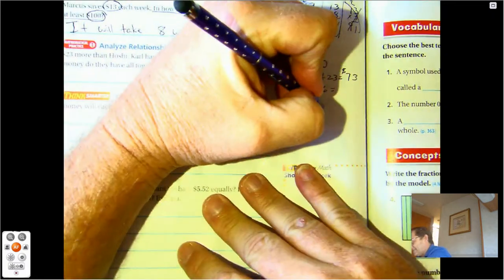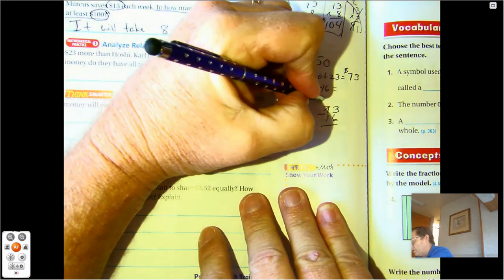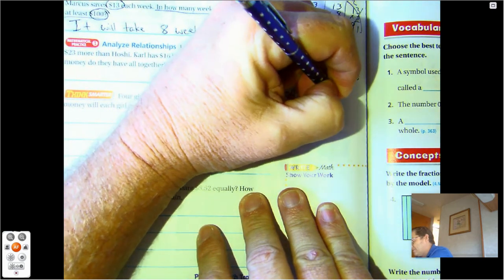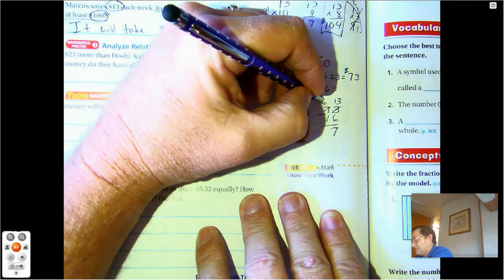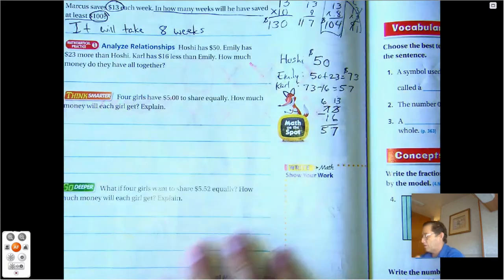73 take away 16. I can't take 6 ones from 3 ones, so I'll regroup. Rename 1 ten as 10 ones plus the 3 ones. 13 take away 6 is 7 ones. 6 tens take away 1 ten is 5. So Carl has $57.